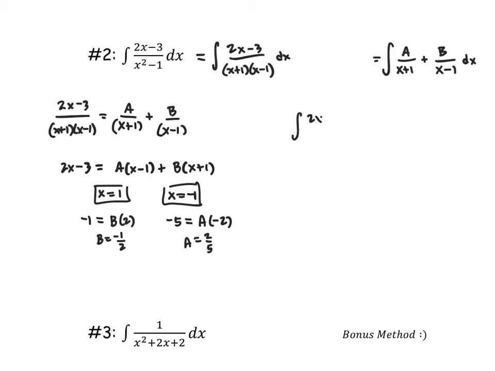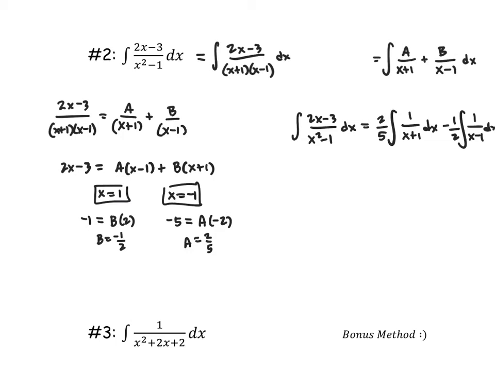So the integral of 2x minus 3 over x squared minus 1 dx is equal to a over x plus 1. So I'm going to pull that 2/5 out and leave a 1 inside, plus b over x minus 1. I'm going to pull that negative 1/2 out, as I've been doing so far. Leave this as that.